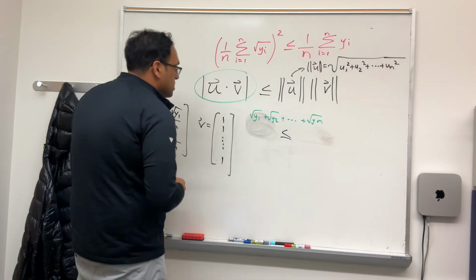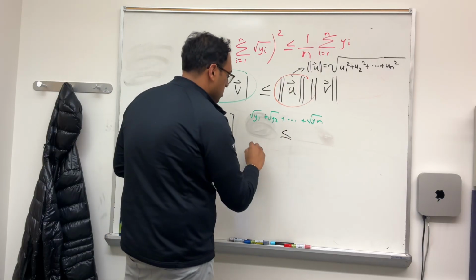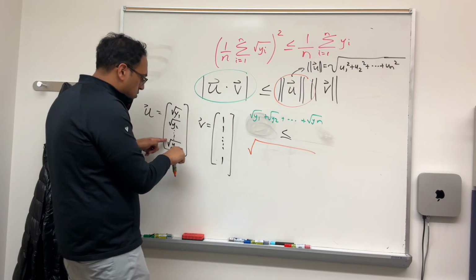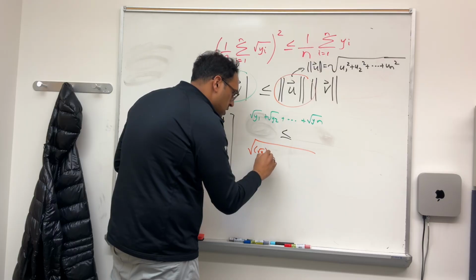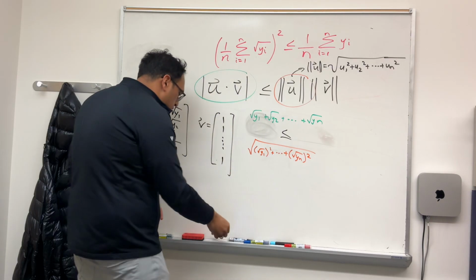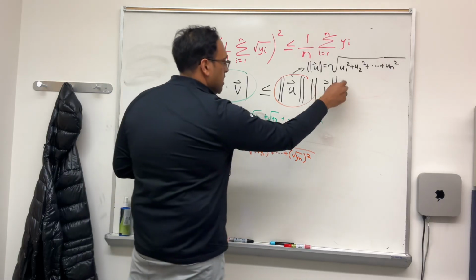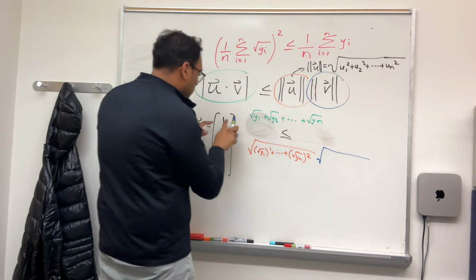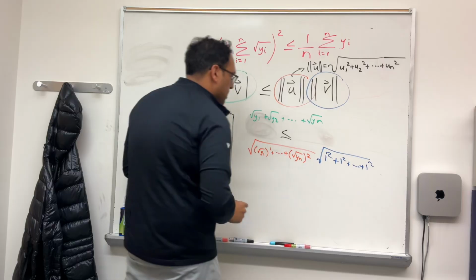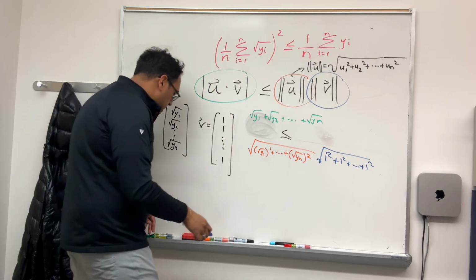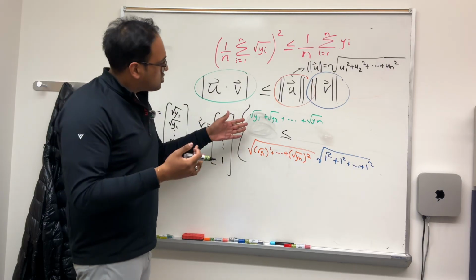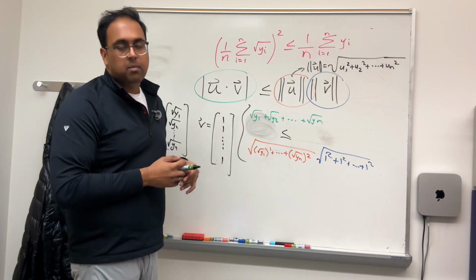u. What is the length of u? To me, that looks like the same thing we had before, which is the square root of this thing squared plus this thing squared plus this thing squared, times the length of v. What is that? Well, it's the square root of 1 squared plus 1 squared plus 1 squared. So the Cauchy-Schwarz inequality got us this far. It's saying, you picked a u and v, and the consequence of that is that this inequality must hold.